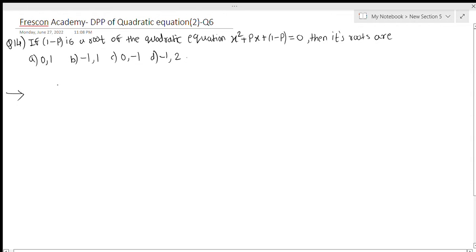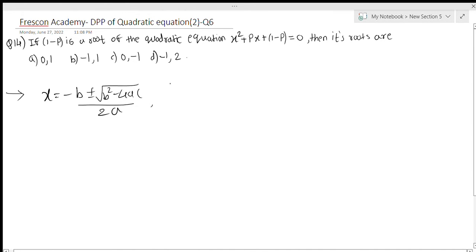We all know a quadratic equation gives us two roots, one with a positive sign and one with a negative sign in the middle of it. So we know that x is equal to minus b plus or minus square root of b square minus 4ac, whole upon 2a, is the formula for finding the roots of the quadratic equation.